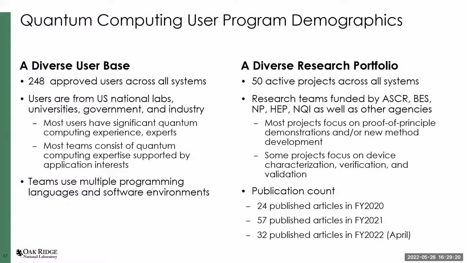Currently, the program supports over 200 users across all the available systems. These users are largely coming from the US. The national labs are well serviced. There's a little bit of bias on my part at Oak Ridge, but we also include universities, government, and industry users as well. Most project teams do have significant quantum computing experience.